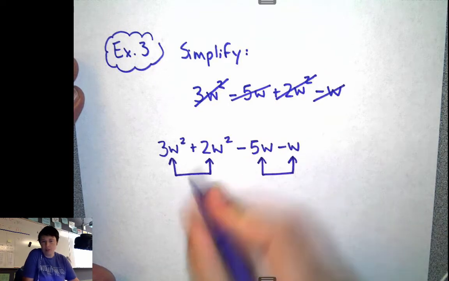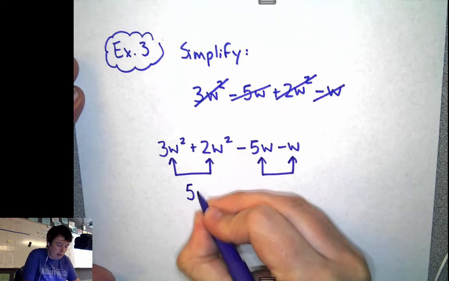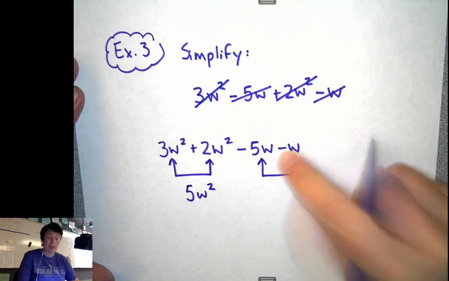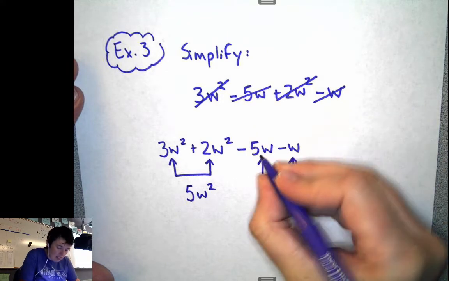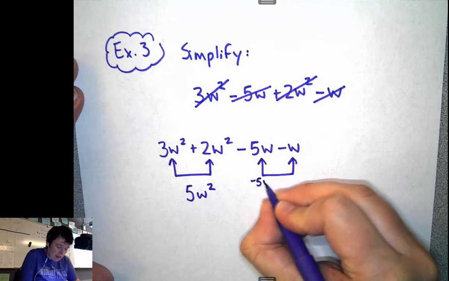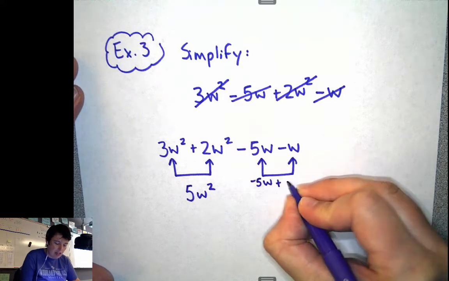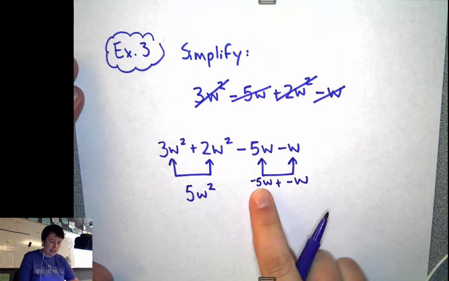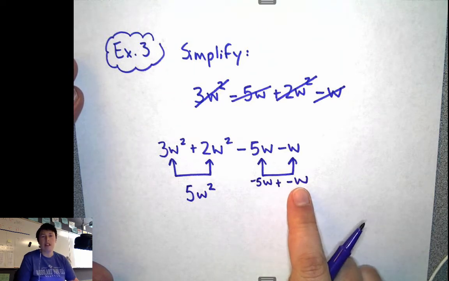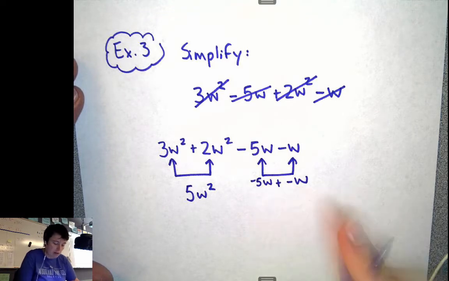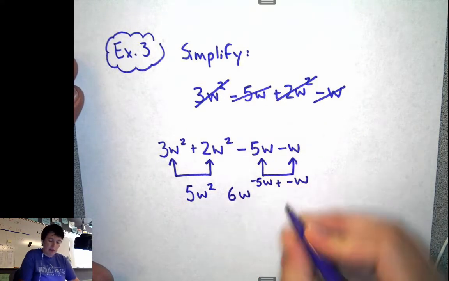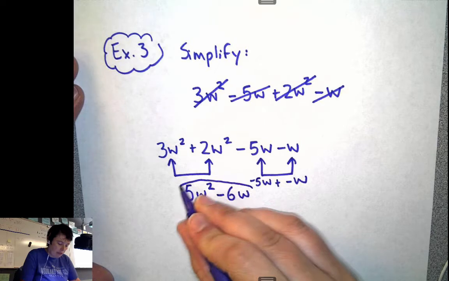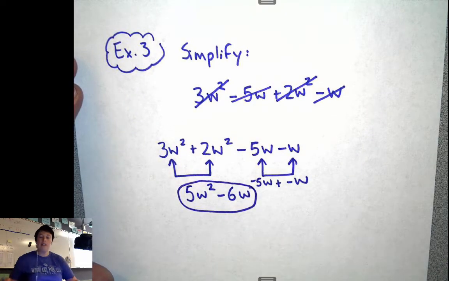3 plus 2, this part will be easy. That means we have 5w squared, no problem. But this is a KCC problem. It's takeaway. So I'm going to change it. It's actually like keep the negative 5w, change it to adding, and make it a negative w. And I see same signs, add and keep. Negative 5w and a negative w are the same signs. They're both negative. So 5 plus 1 more makes 6w's. And they're both negative, so it's going to be a minus 6w. So our simplified answer is 5w squared, take away 6w.